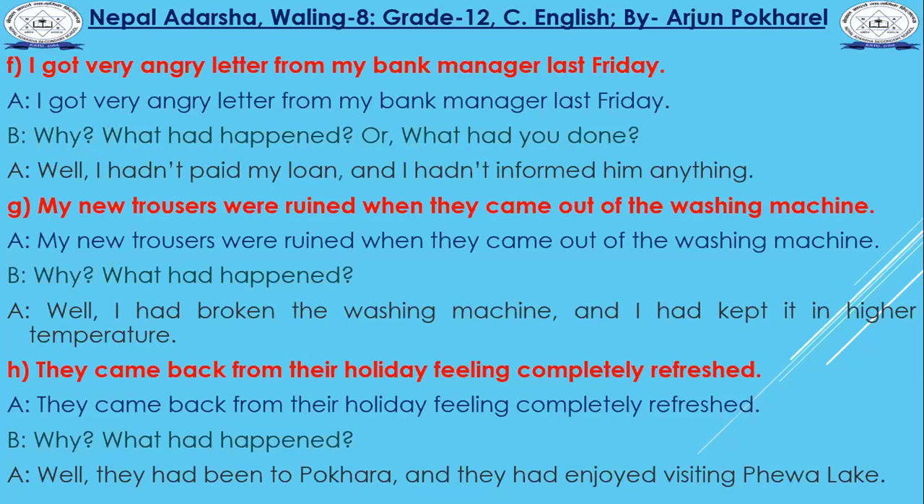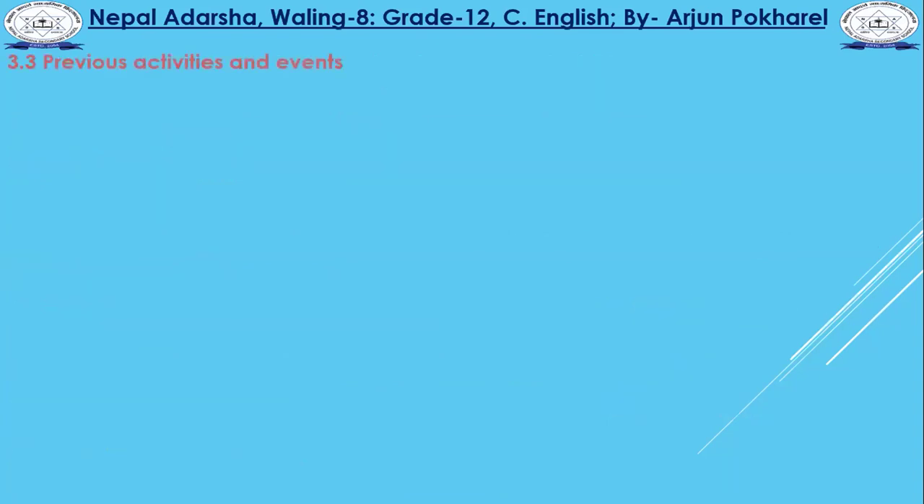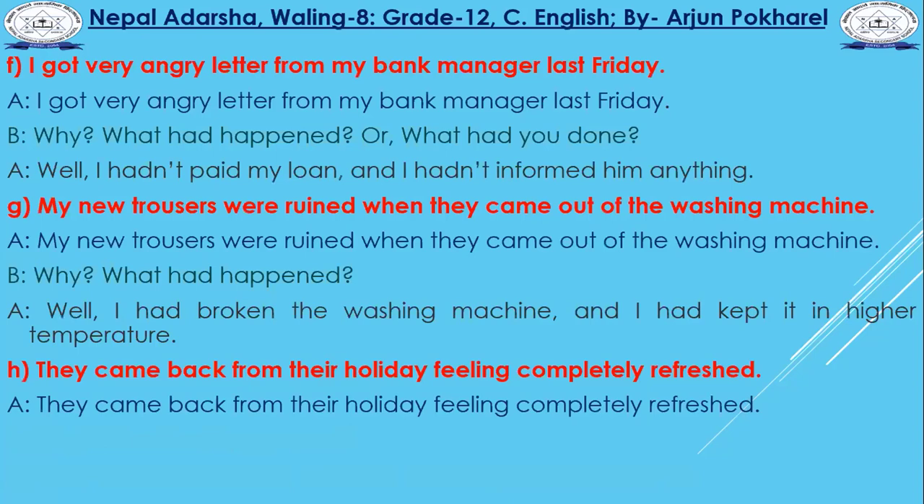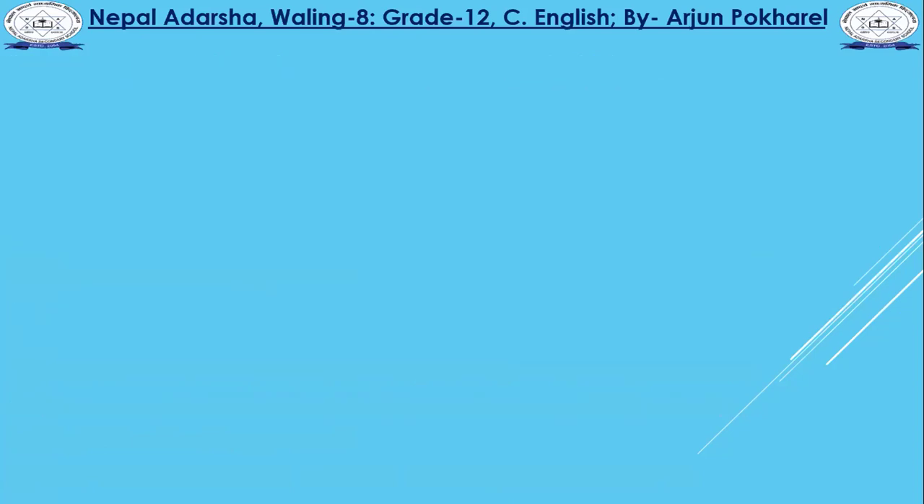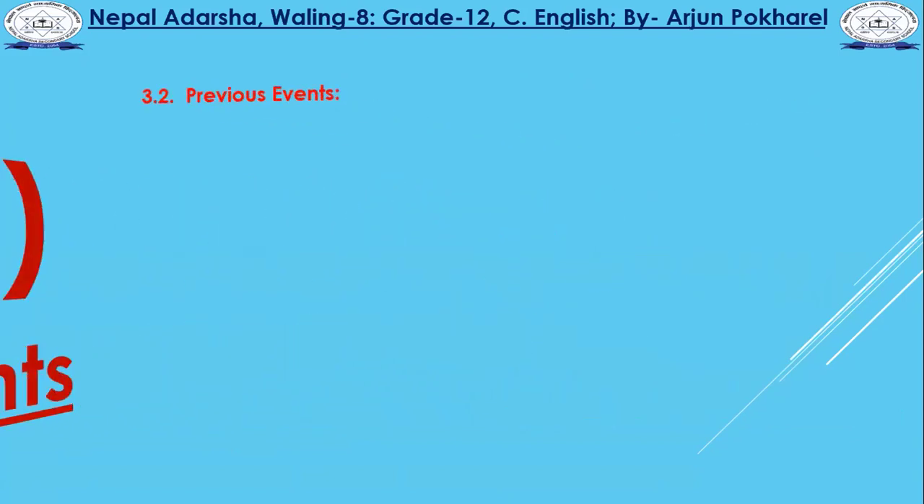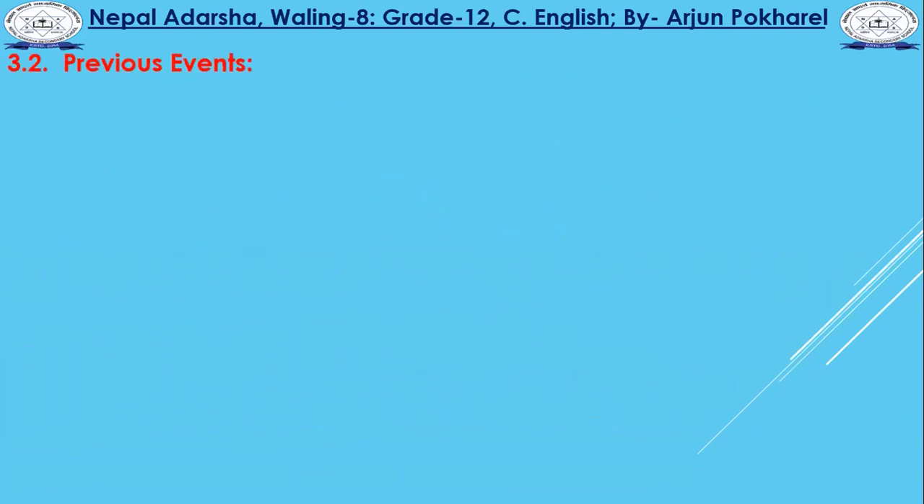Okay, what about our time? Our time is running out. Okay, 37 verses. Tomorrow we'll do previous activities and events, this 3.2 part, 3.2 previous events. Earlier, this was a very important question.